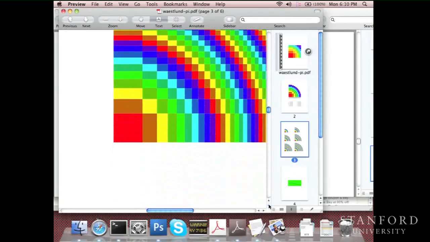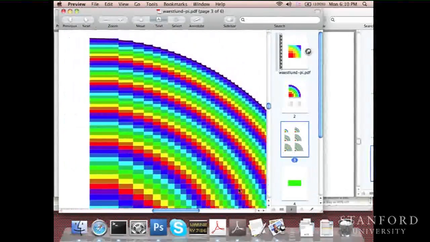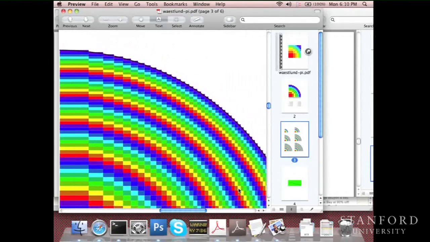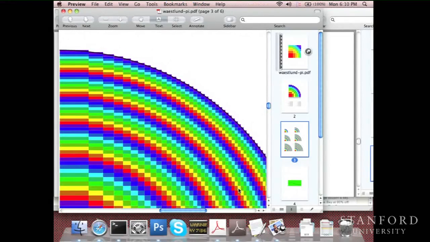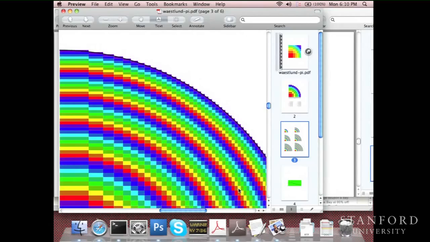Okay, so that's what happens if n increases, and it looks like we got a really good approximation to the circle, and that's the next thing that we have to prove. Okay, so now there's a beautiful proof of that too.